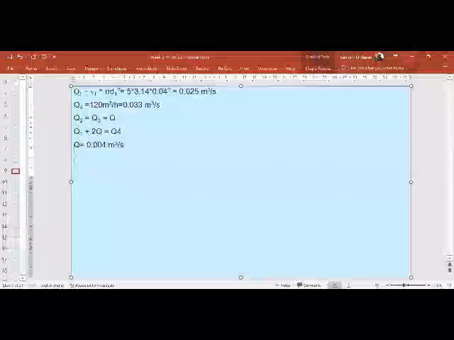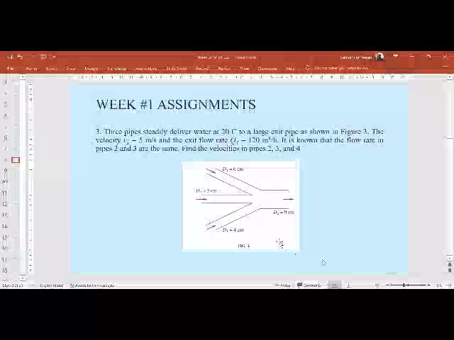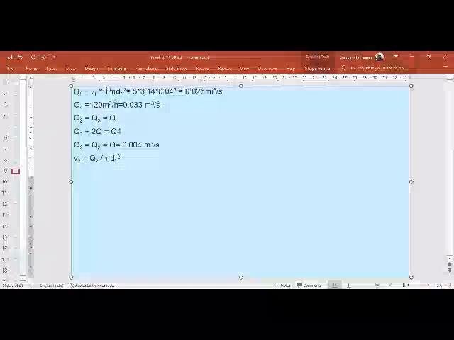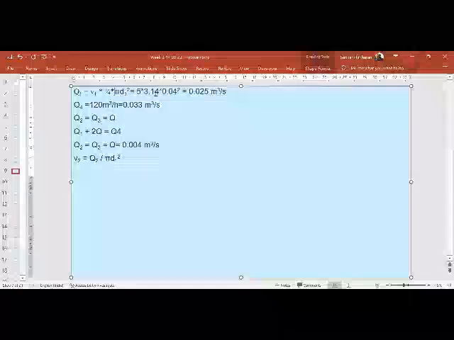Now that we know Q2 and Q3, we can directly find the velocity in each pipe. Therefore, V2 should be equal to Q2 divided by pi d2 square by 4. Oh, sorry, I think I made a small mistake. There is 1 by 4 times pi d square, so this value has to be multiplied with 0.25, and you'll get the value as 0.00625.